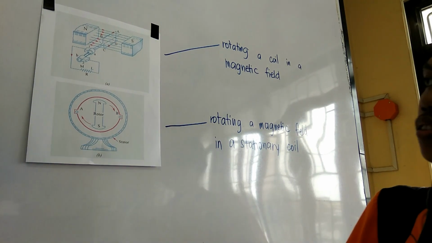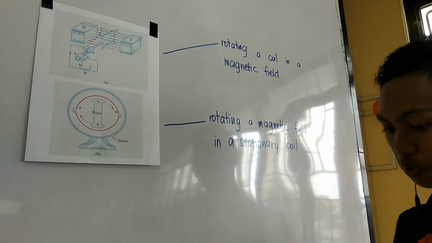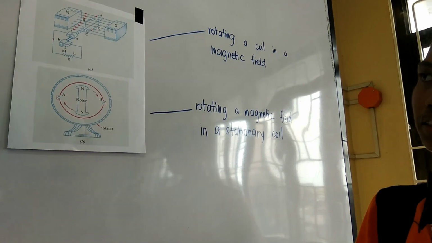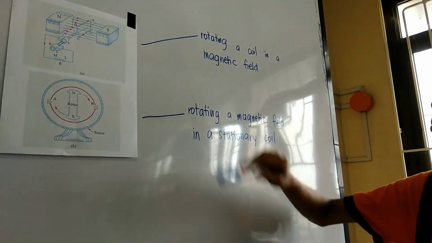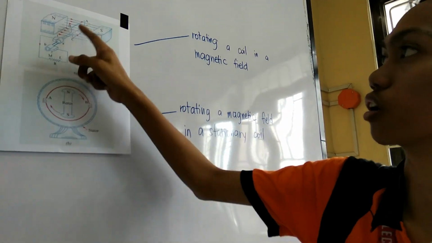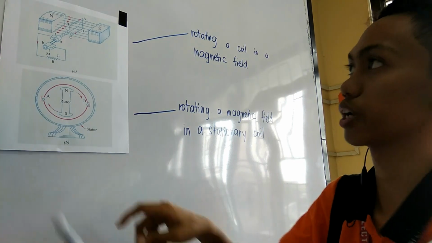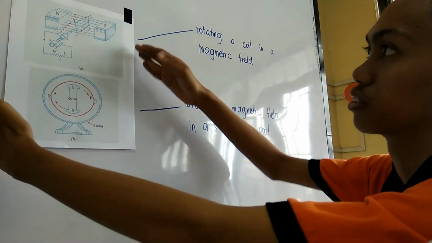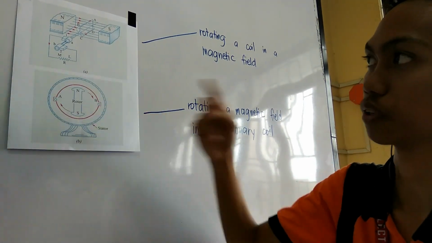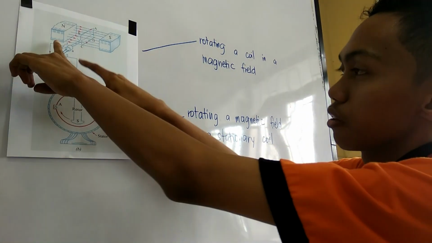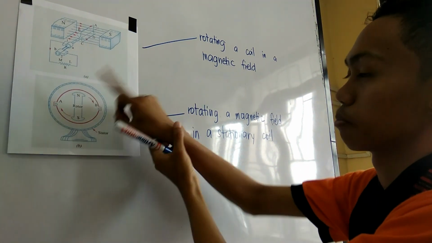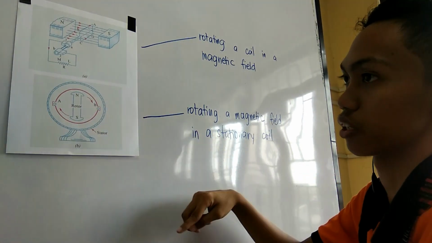So we have these 2 pictures. These 2 pictures represent how to generate alternating EMF. First, we can generate EMF by rotating a coil in a magnetic field. This picture represents how a coil is rotated in a stationary magnetic field. We have the north pole and the south pole of a magnetic field. Once this coil is rotated, EMF is then generated. If you connect a galvanometer here, the galvanometer swings back and forth because of the alternating EMF generated.